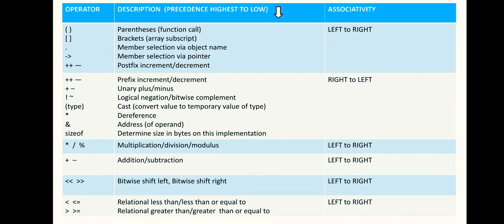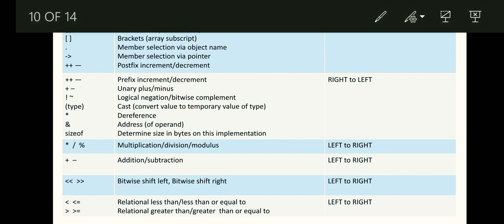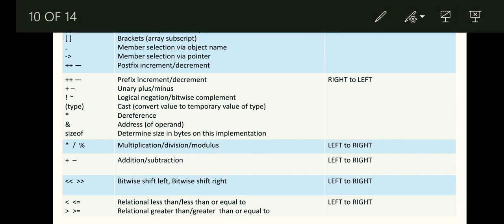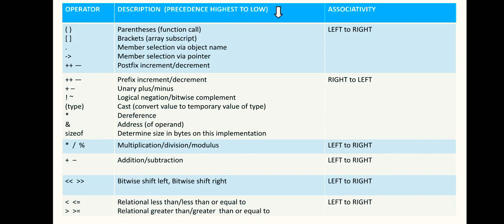Here we have groups of operators, and these operators are arranged in the order of decreasing precedence. That is, this group of operators has higher precedence than this group of operators, and if operators such as the parenthesis operator and unary plus come in the same expression, we evaluate the parenthesis first and then we go to unary plus or minus.